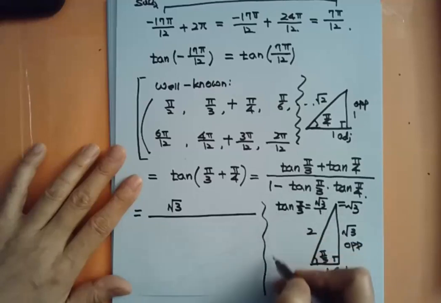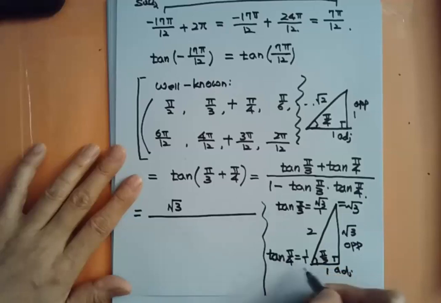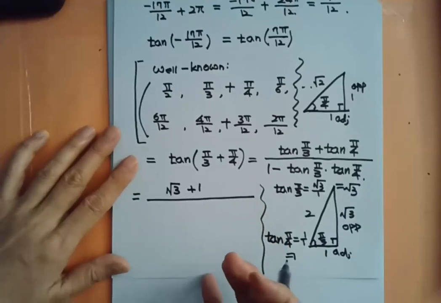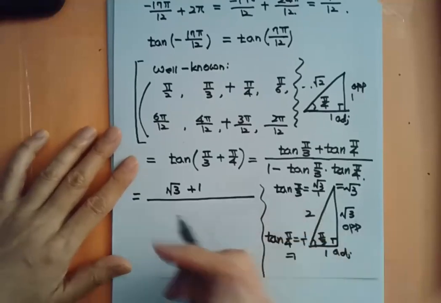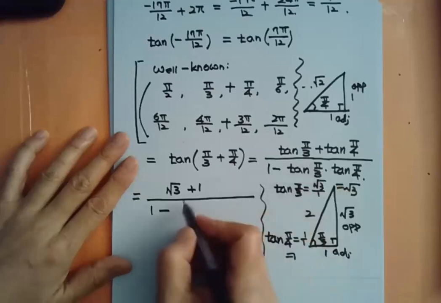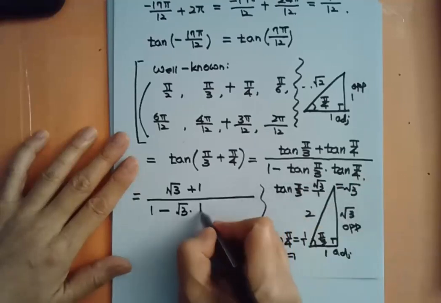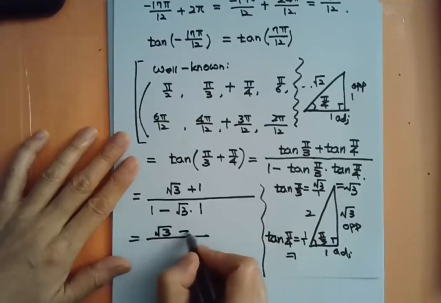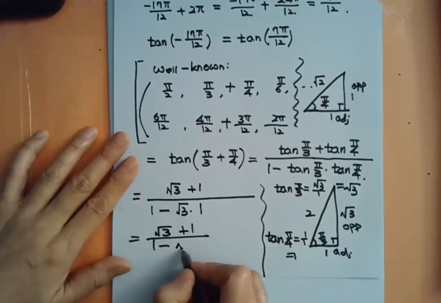And tangent of pi over 4 is 1 over 1, which is 1. So plus 1. And 1 minus tangent of pi over 3, which was square root of 3, times tangent of pi over 4, which is 1. So that is square root of 3 plus 1 over 1 minus square root of 3.